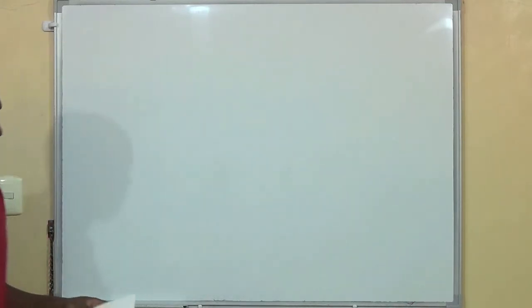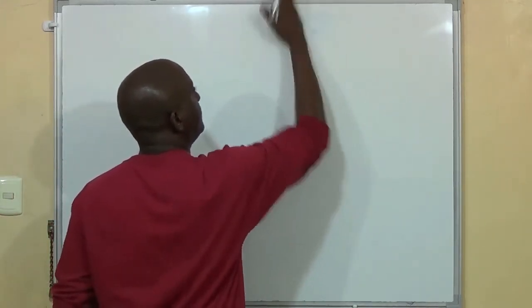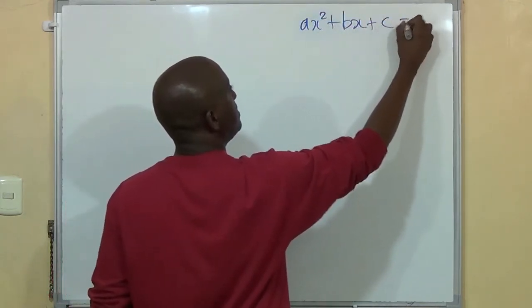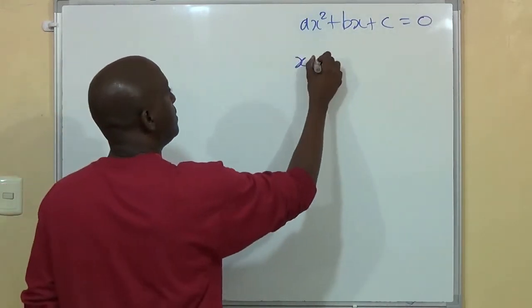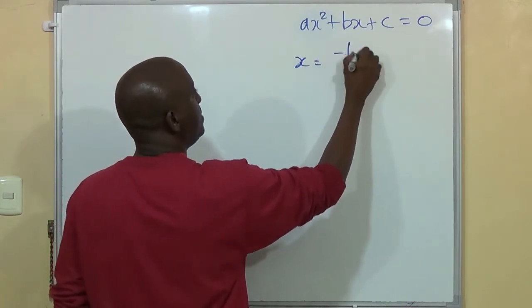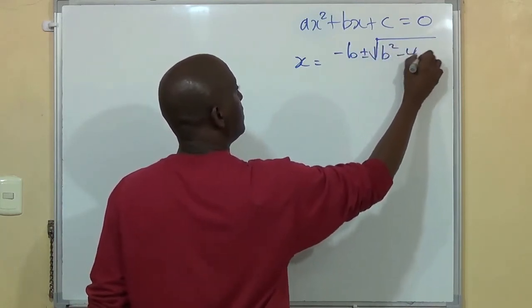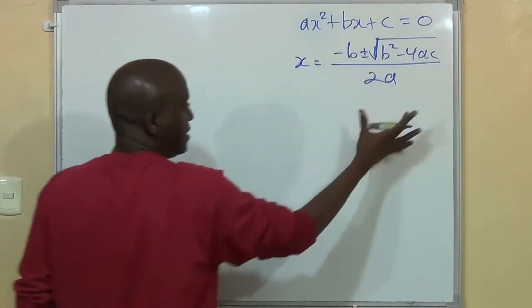Right, so what is the quadratic formula? Remembering of course that if we have a general expression ax squared plus bx plus c is equal to 0, the quadratic formula tells us that x is equal to minus b plus or minus the square root of b squared minus 4ac, all over 2a. That is the quadratic formula.